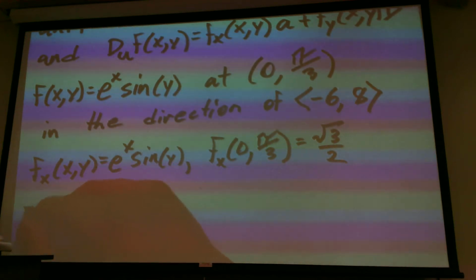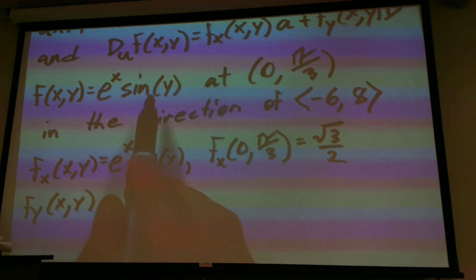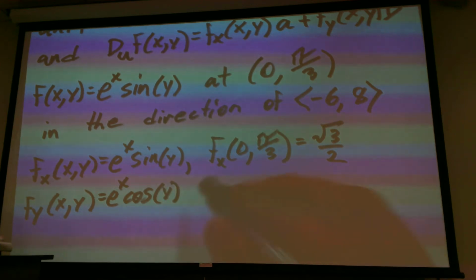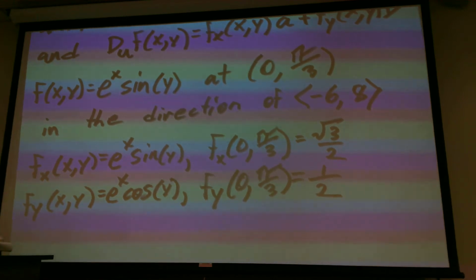All right, now f sub y of x, y. Okay, now I'm ignoring the e to the x because that's a function of x, but I'm taking the derivative of sine of y because it has a y. So that would become e to the x times cosine of y. So f sub y at (0, pi over 3): e to the 0 is just 1, and cosine of pi over 3 is 1 divided by 2. Okay. So we have f sub x and f sub y at that point.